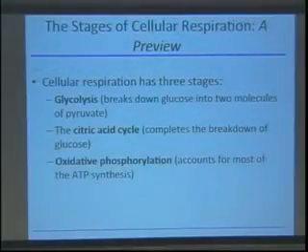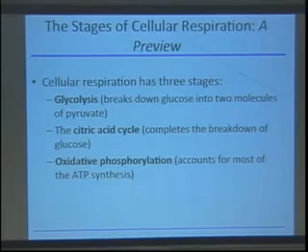Okay, so we're going to talk now about just sort of an overview of cellular respiration. And this is a preview. The important point here is that cellular respiration, we can break it down into 3 separate stages. The first stage is glycolysis, and this is just the breakdown of glucose into 2 3-carbon molecules that are called pyruvate. Okay, so this is a stepwise pathway that leads to the breakdown of glucose into 2 molecules of pyruvate.